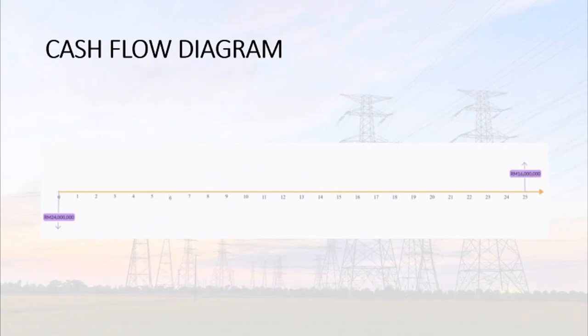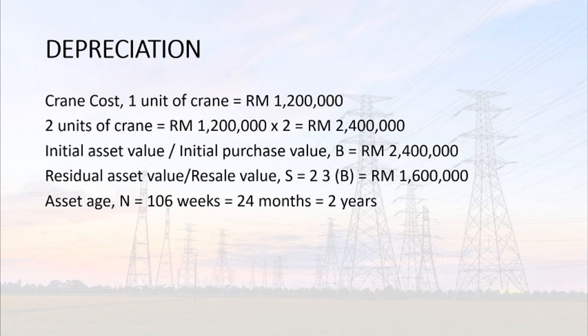First is our cash flow diagram. As we can see, at our first week, we have our present worth cost as 24 million, and after 2 years, our present worth benefit is 60 million. Each unit of a crane is worth 1,200,000, and our project used 2 units of the crane, so the total worth of the crane is 2,400,000. The asset age is 106 weeks, which is 2 years.